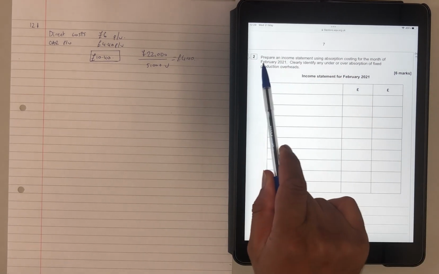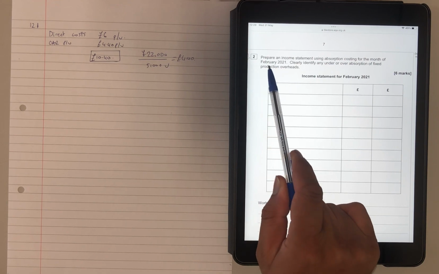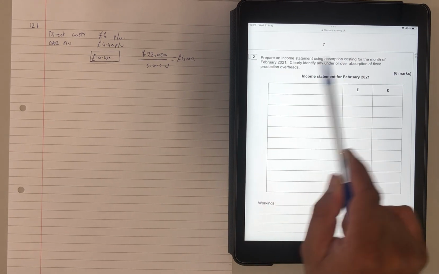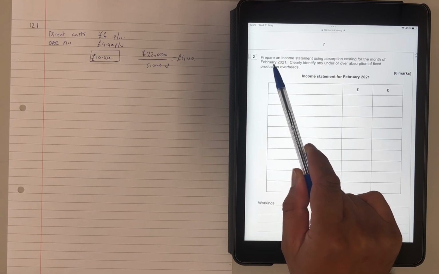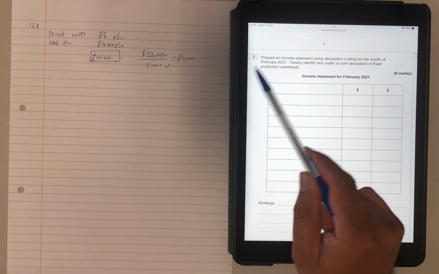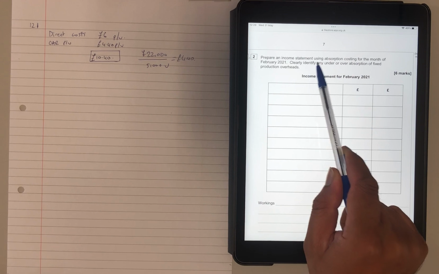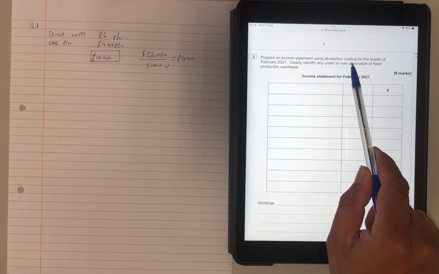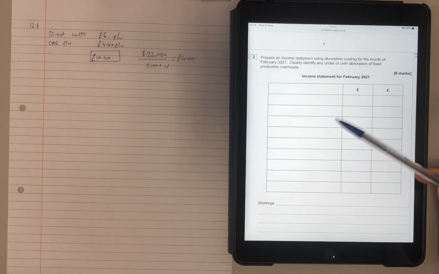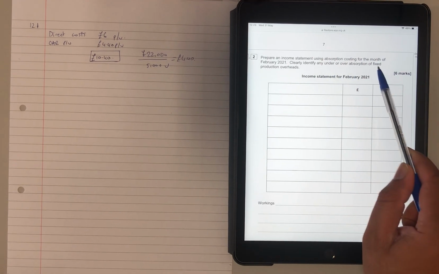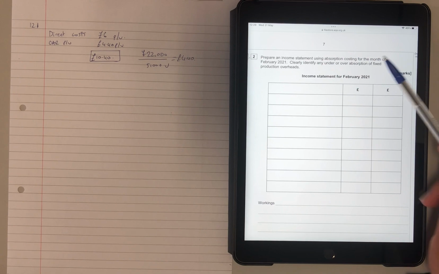For the month of February, you must read the question. It says February, okay? Don't do January. January you don't need, just the Feb. Okay, just the month of Feb. And it says here, clearly identify any under or over absorption of fixed production overheads. I will do the question, and I will explain what's going on with this question towards the end.